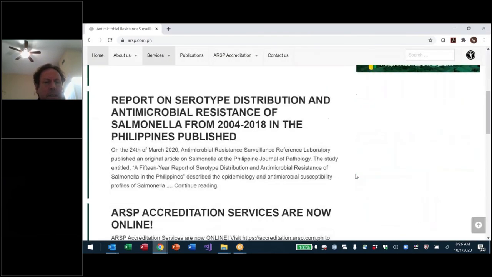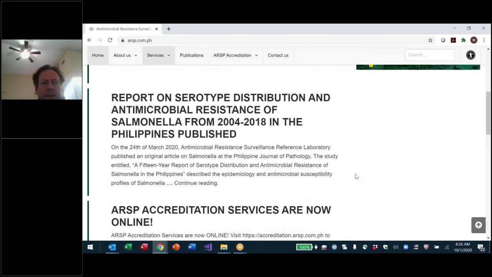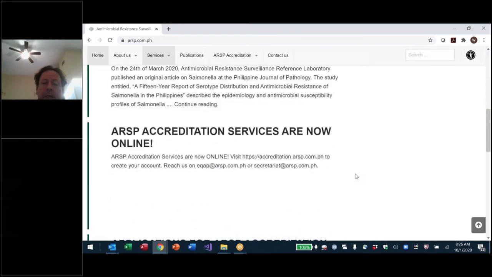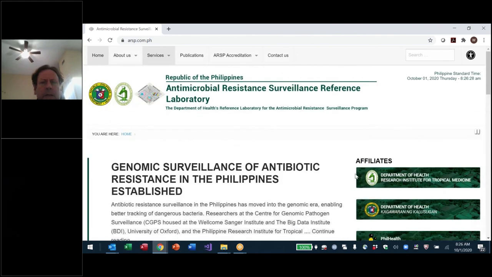So this is the Philippines page that did come up. And here you see serotype on Salmonella. So it's a combination of things that they've done. And this is actually a PDF file, so it's not interactive. But this is describing some of the work that they have accomplished.